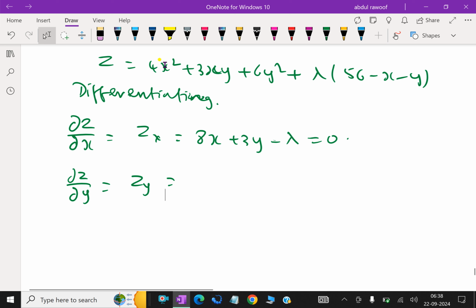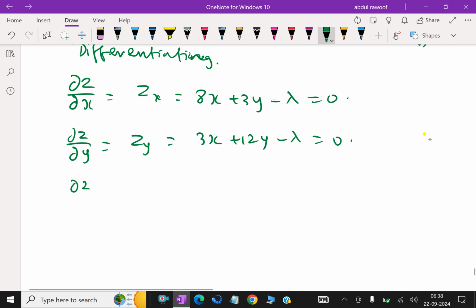Here, 3x. Here, this with respect to y is 12y. Then lambda times 56 minus lambda, the derivative with respect to y is minus lambda.